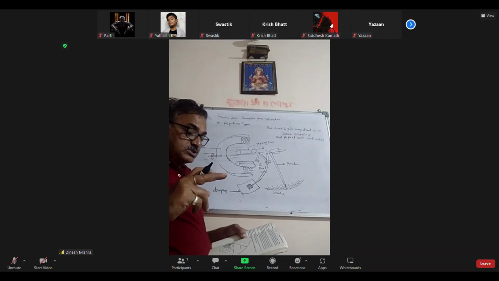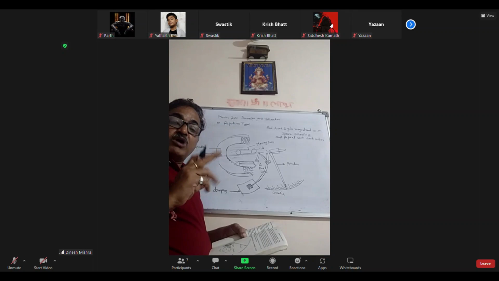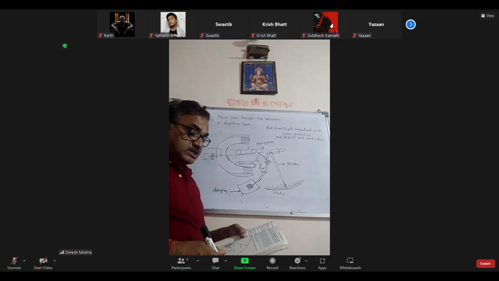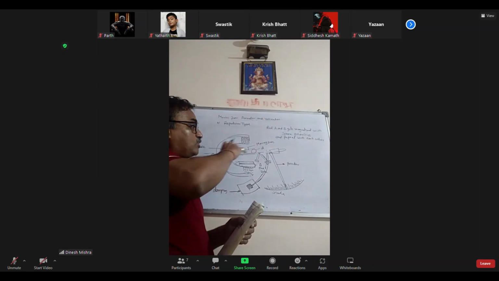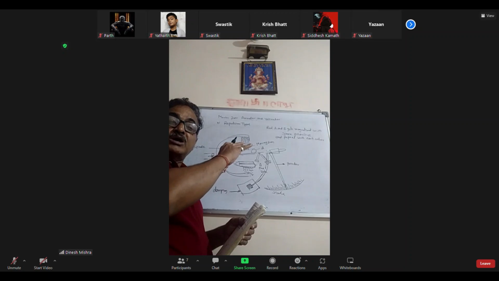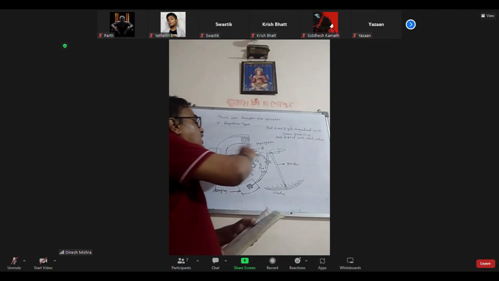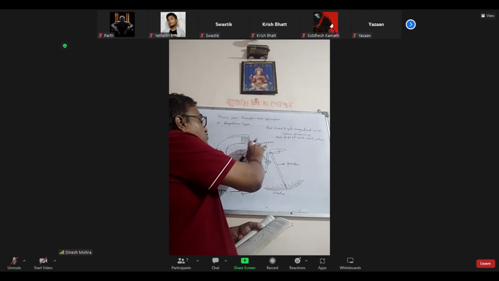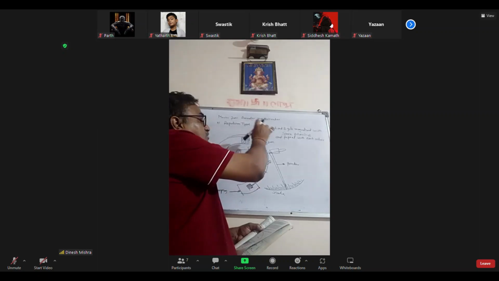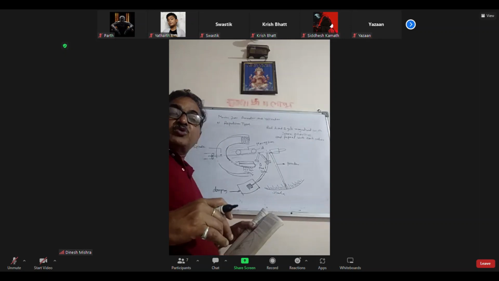B moves. Which coil will move? The moving coil moves. B moves and hence the spindle and pointer get deflected. The moving iron disc will move, and the spindle is attached to it. When the spindle moves, the pointer moves.